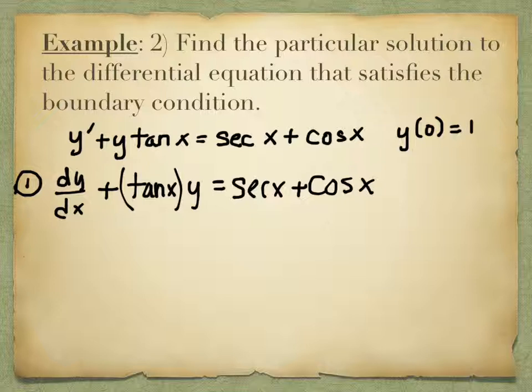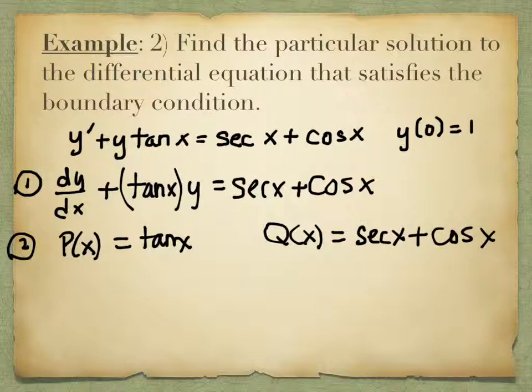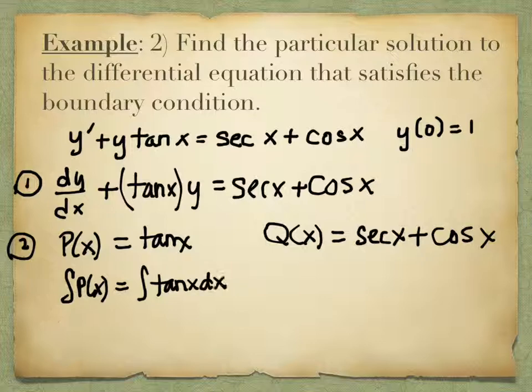All right, so what are we supposed to do in step 2? Right, identify p of x and q of x. So what is p of x? Yep, tangent x. And q of x? Good. Okay. What's the other part of step 2? Right, integrate p of x. So I need to integrate the tangent of x dx.